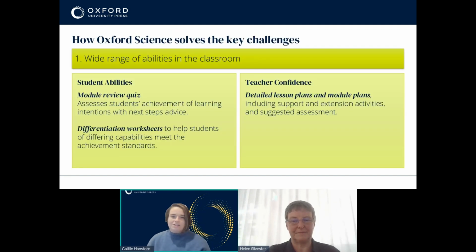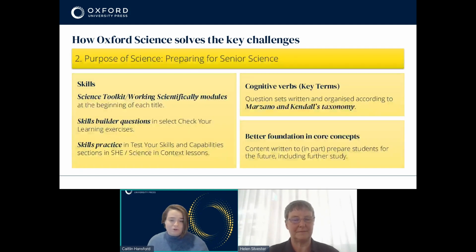So some of the challenges, I guess, that we solve within our range is that we know that there's a wide range of abilities in the classroom, both students and teachers. We've mentioned it, and we know that that's a struggle for everyone. So we want to make sure that the student abilities are identified, that we have the differentiation worksheets, and then that the teachers have confidence by using the lesson plans and module plans that we have available.